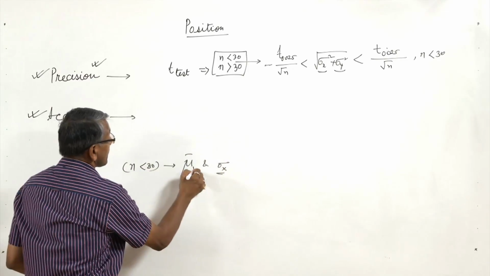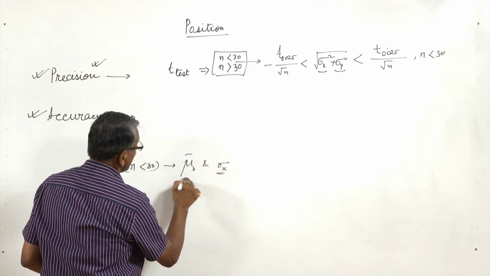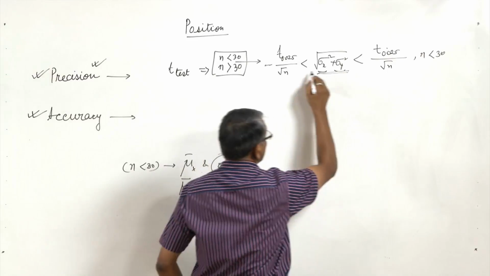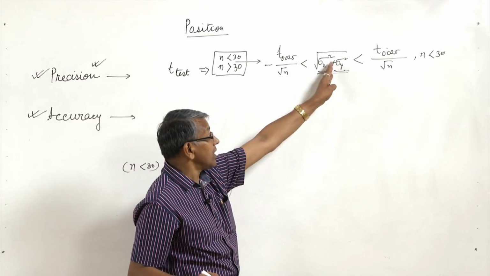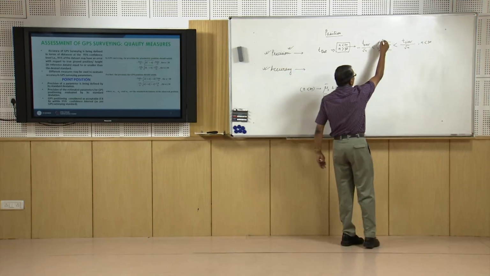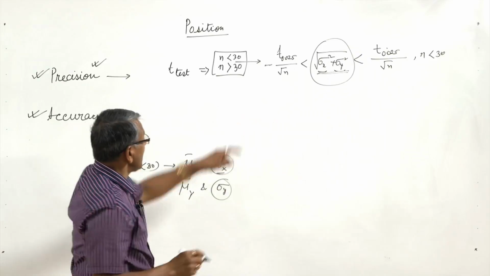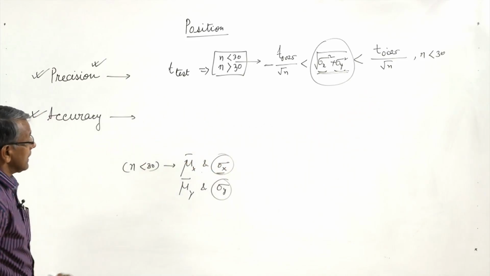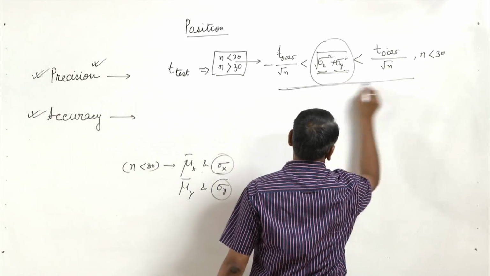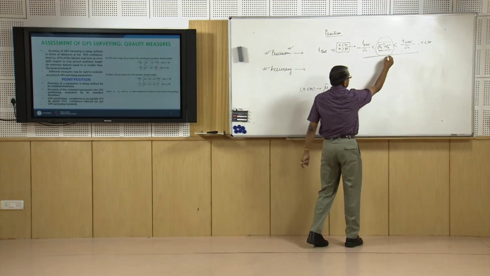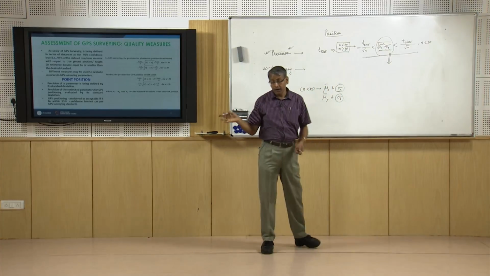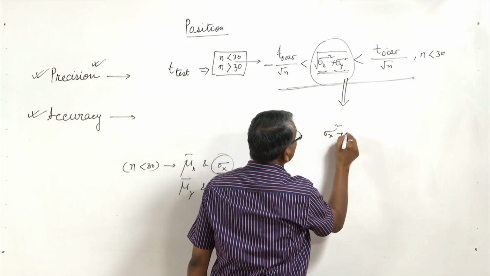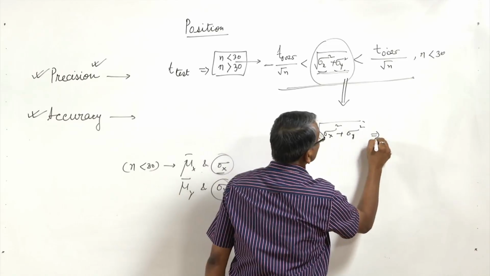So, sigma x and mean in the y direction, sigma y. This sigma x square and sigma y square, the square root of that is the root mean square error of the observed data, and that should lie within this. So, if the observations satisfy this condition, then we will go for the test of this with the standards. Now, we will see what is the value of this square plus, what is the value of this.